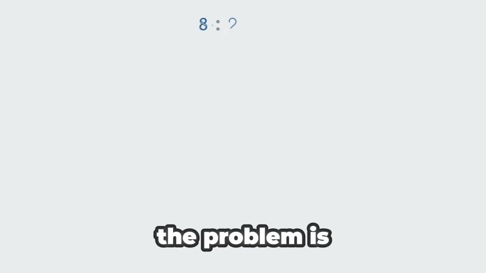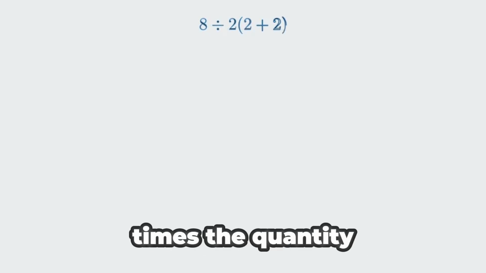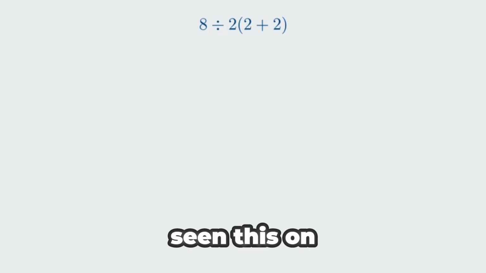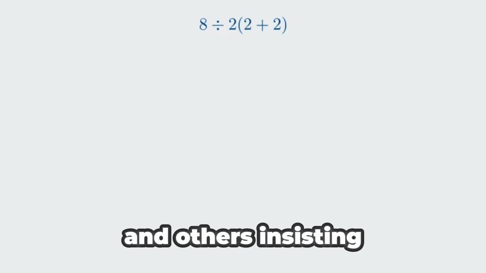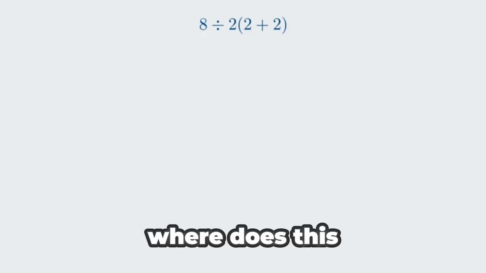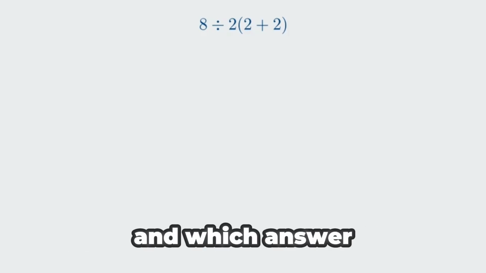Hello. Today, we're going to explore a common mathematical problem that often leads to two different answers. The problem is 8 ÷ 2(2 + 2). You might have seen this on social media, with some people arguing the answer is 16 and others insisting it's 1. Where does this disagreement come from?